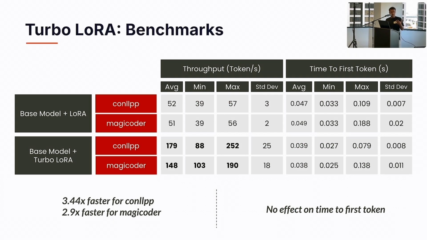And here's some benchmark numbers. Again, don't know how well everyone can see it at the back, but when we did base model with LoRA, we were getting about 52 to 51 tokens per second, both on the CoNLL++ dataset, which is named entity recognition, and Magicoder, which is code. But when we do base model plus Turbo LoRA on the exact same hardware with the same eval set, everything constant, we saw almost a 3.5x improvement in throughput for the CoNLL++ dataset, and almost a 3x throughput improvement for Magicoder.